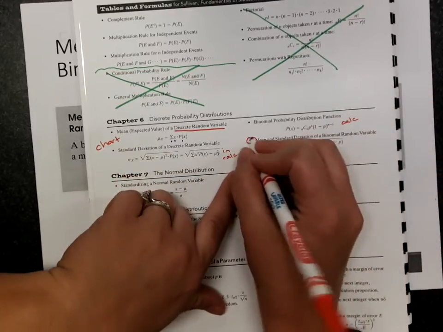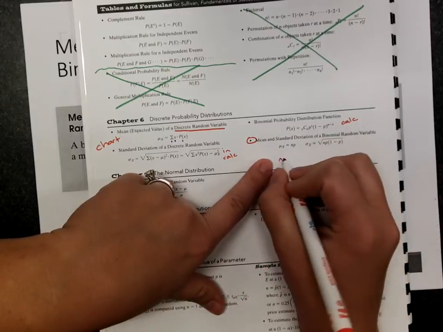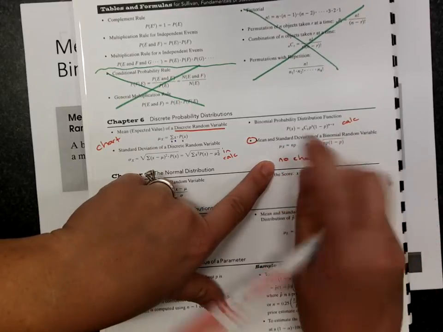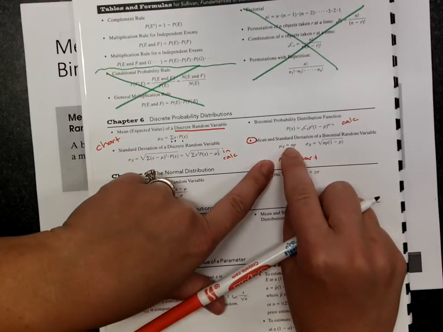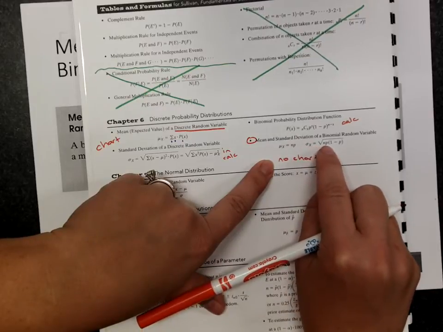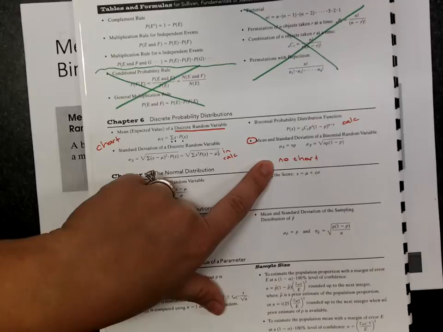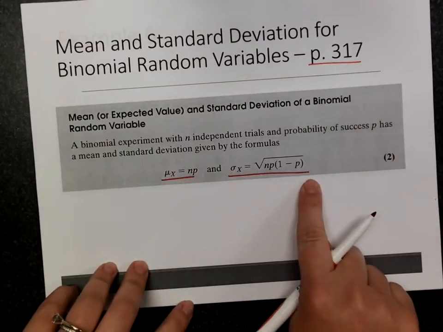And then this last little bullet, the mean and standard deviation for a binomial random variable, is when you do not have a chart. You just have a sample size and a probability. So the mean is n times p, and the standard deviation is the square root of n times p times 1 minus p. So it's pretty simple. Again, you don't have to memorize that. It's on your formula chart.